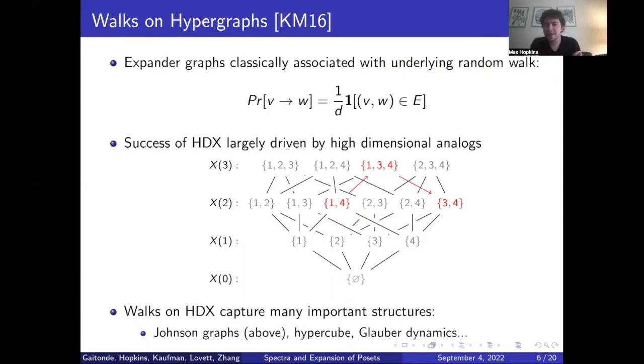You can embed the hypercube in such a way that this walk gives you exactly the hypercube graph or the noisy hypercube graph. On Ising models, a variant gives you what are called the Glauber dynamics, which were extremely important for all these breakthroughs in approximate sampling. I won't belabor the points, but the idea is that this captures a lot of important structure throughout a lot of areas of TCS.